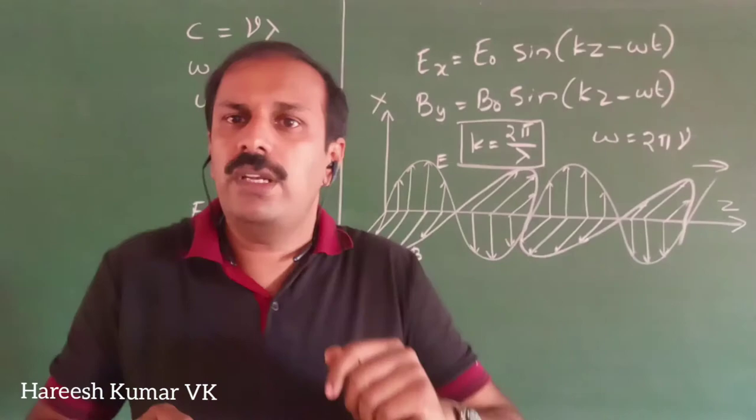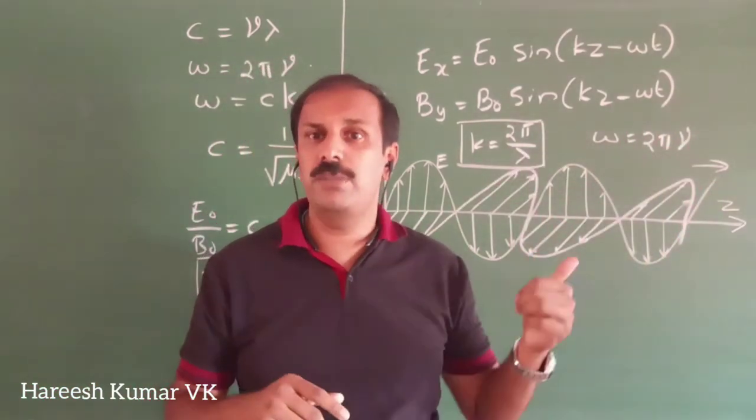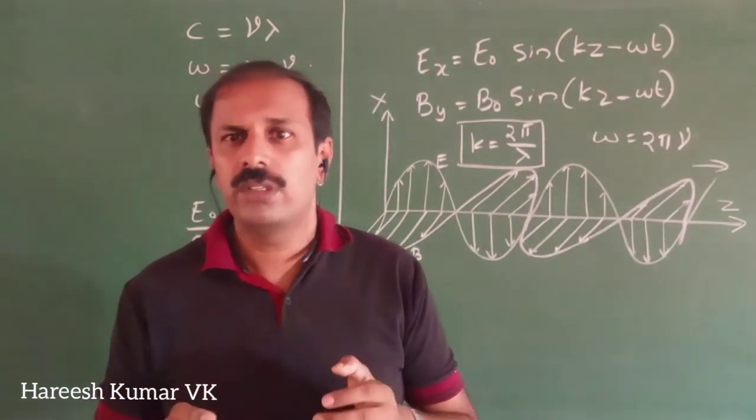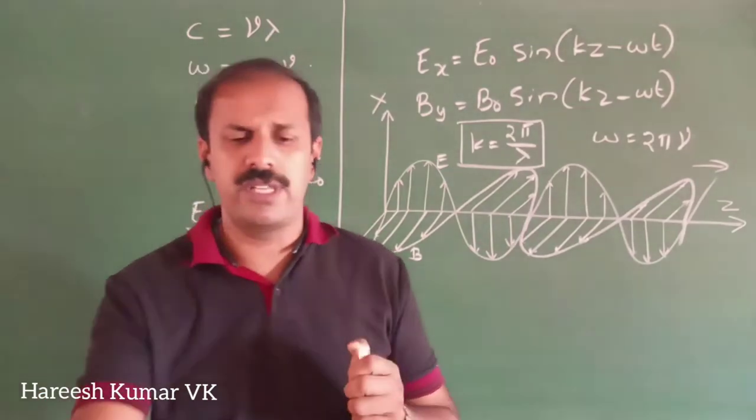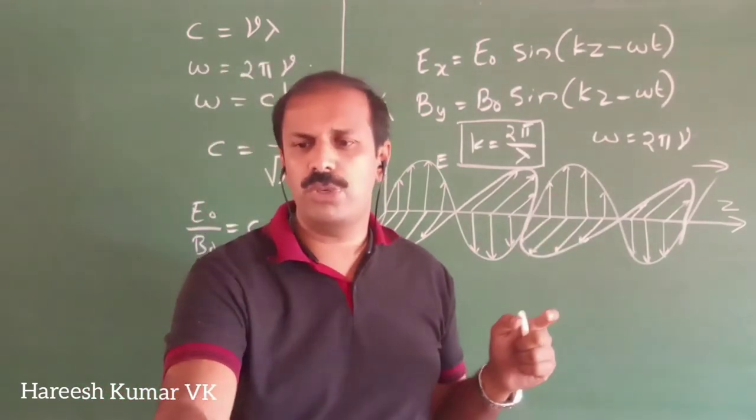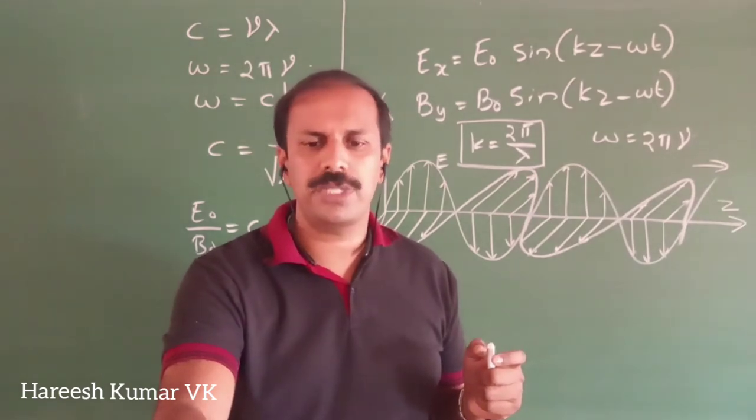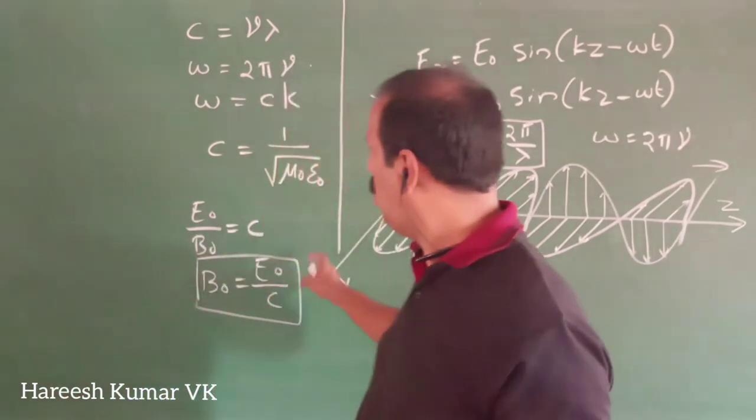So what is the meaning of that? C is a very big number. The ratio of electric field and magnetic field is C, which means the magnetic field part is very small. Because that ratio is C, the magnetic field is very less. So this much you should note down, and some 1 mark or 2 mark question can come. So if you are okay with this, then you can use all these things.